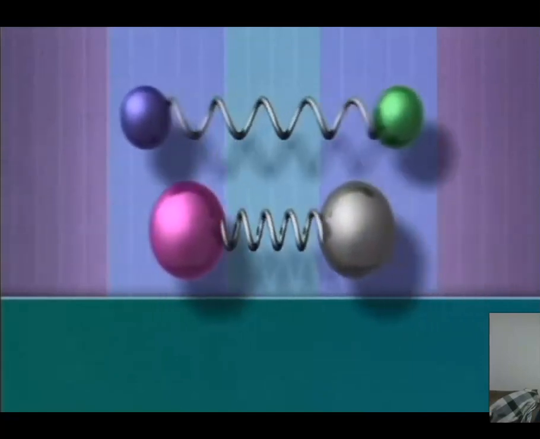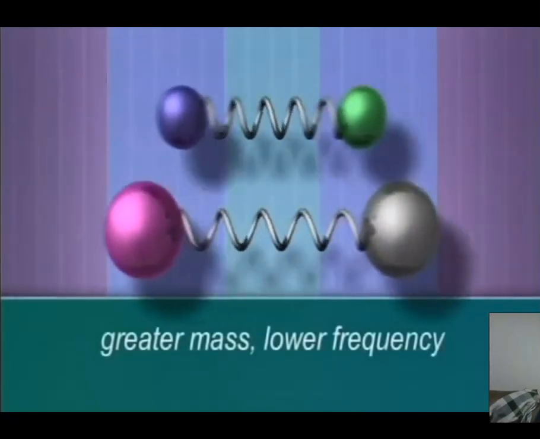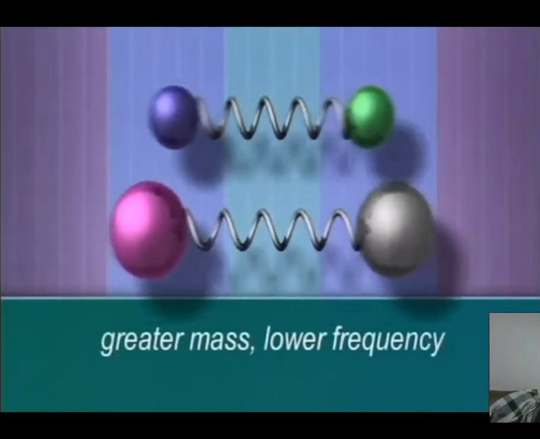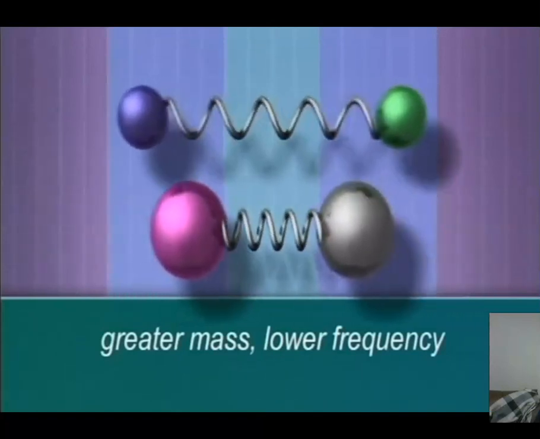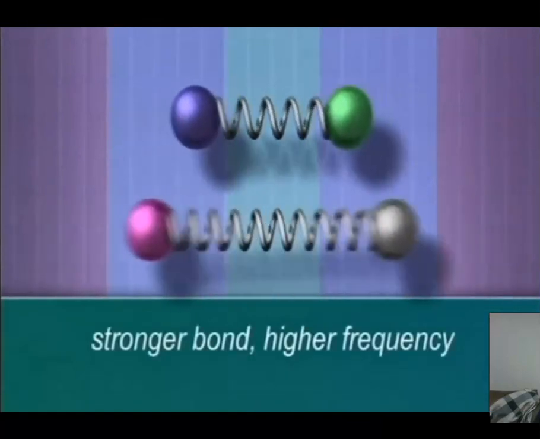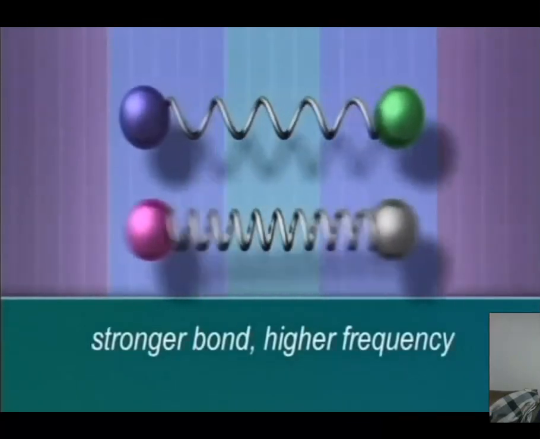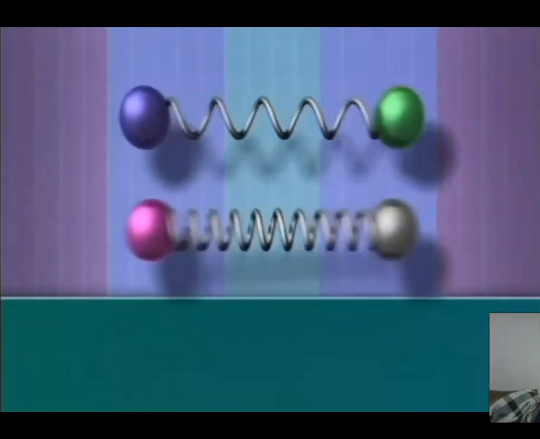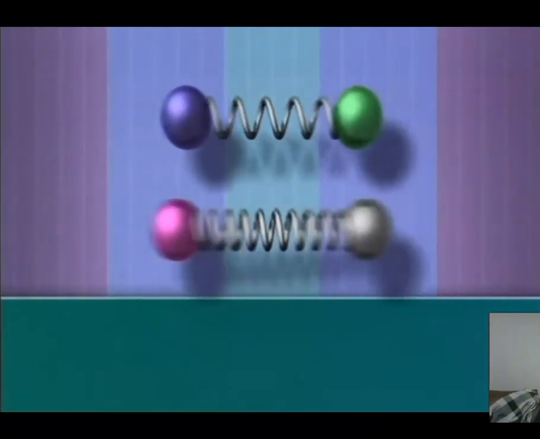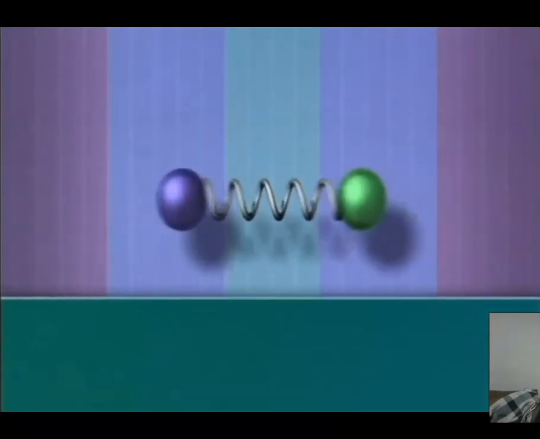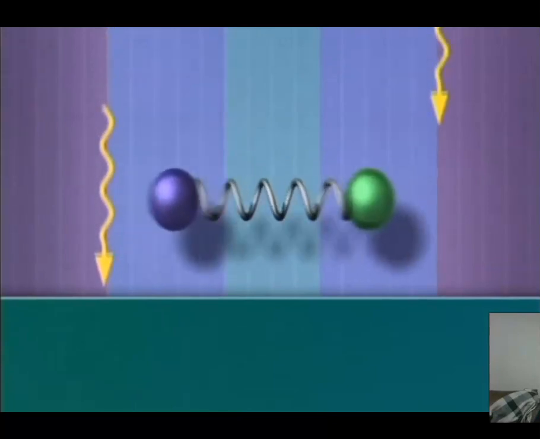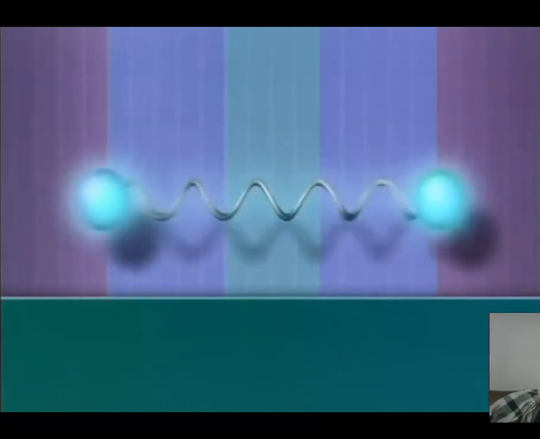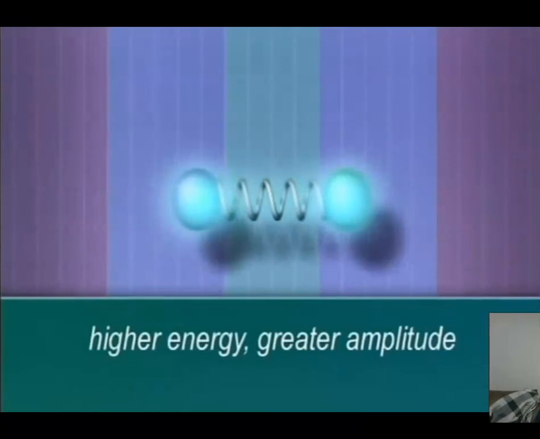Lighter atoms give higher frequencies. Heavier atoms move more slowly and so give lower frequencies. Stronger bonds give higher frequencies, and weaker bonds, lower ones. At room temperature, most bonds will vibrate with the lowest possible amount of energy. But if radiation of the right frequency is supplied, the bond can absorb energy and vibrate with greater amplitude.